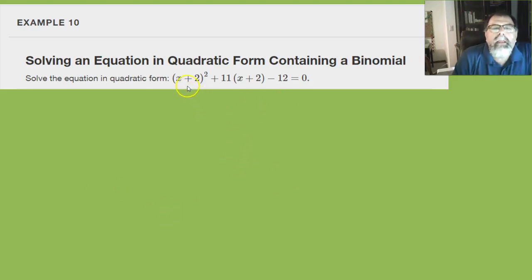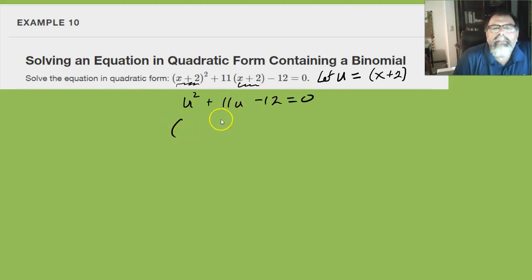If you notice that this parenthesis and this parenthesis match, they're begging you to view that as one number. We'll call it u. So we're going to do that u substitution. U is the x plus 2. So this becomes u squared plus 11u minus 12. And then this is just a simple quadratic equation that factors.